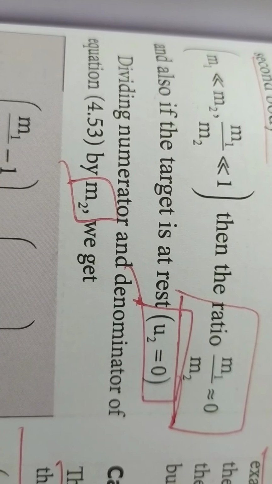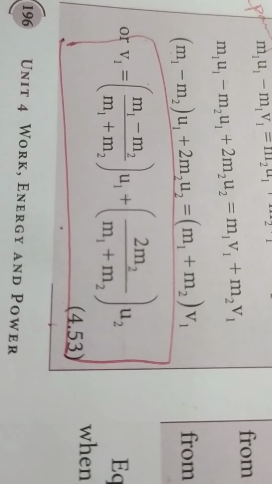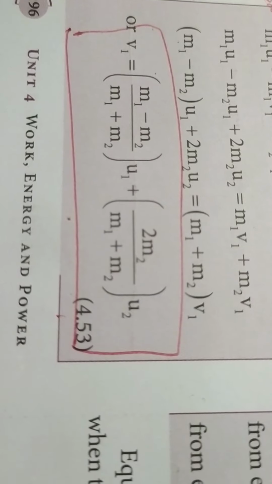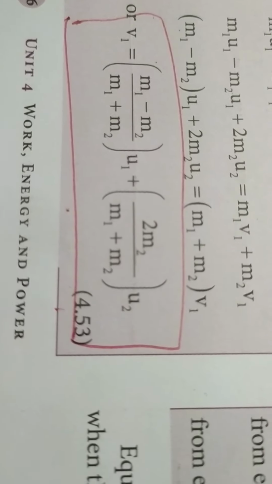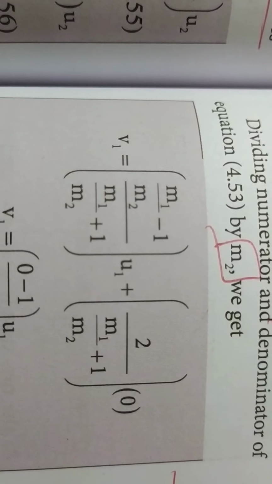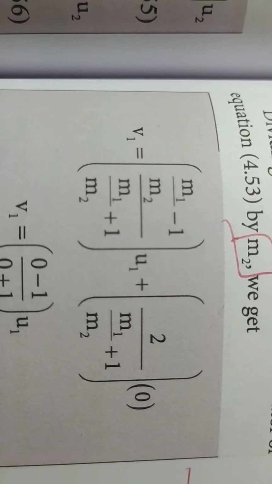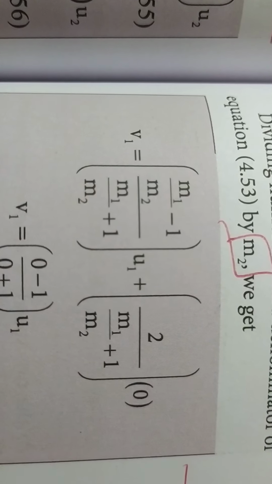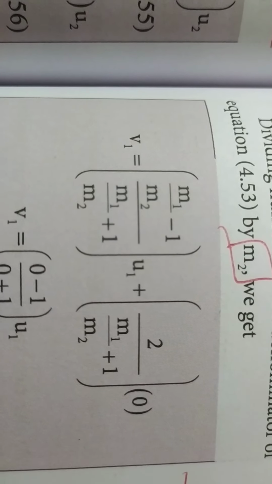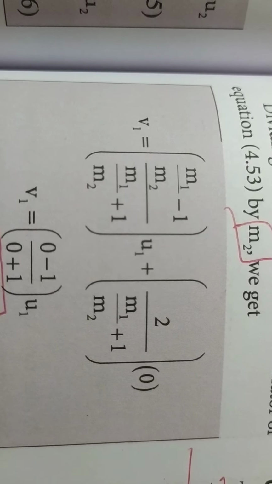So the wall is usually at rest, so U2 is equal to 0. And you take equation 453 and divide the right-hand side by M2. Each and every term you divide by M2. So we get (M1/M2 - 1) divided by (M1/M2 + 1) times U1, plus 2 divided by (M1/M2 + 1) times 0, because U2 is equal to 0.